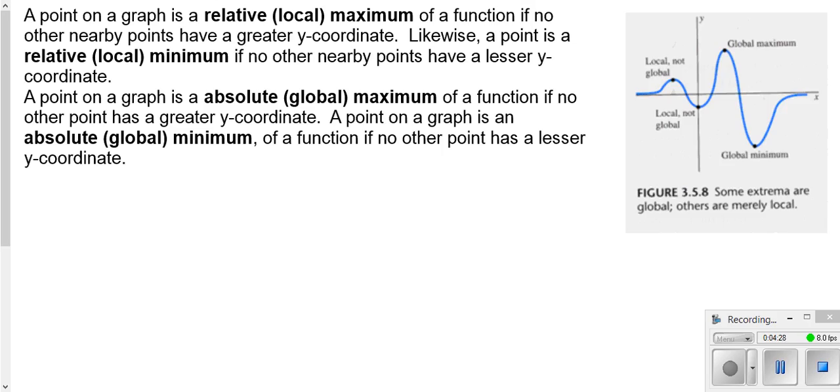Local max, local min, that's where it's a max or min just in the area. Global max, global min, or absolute max, absolute min: the absolute max is the highest point of the whole graph. Absolute min is the lowest point of the whole graph.